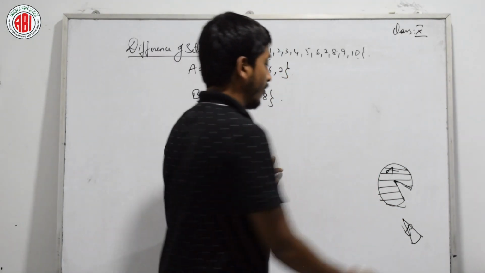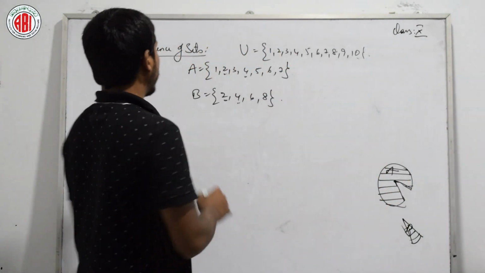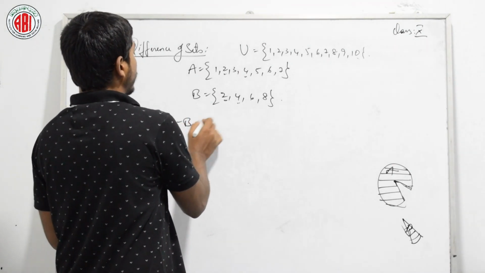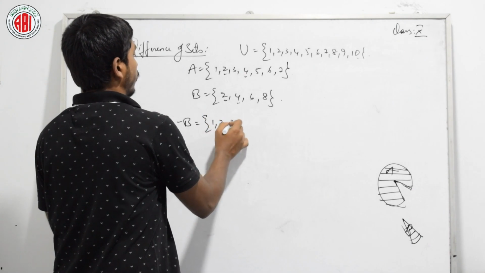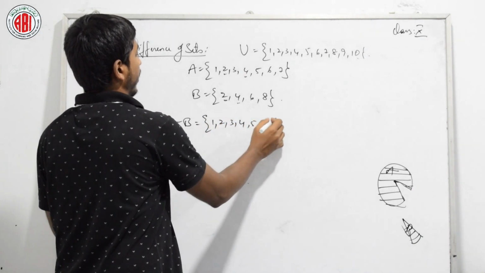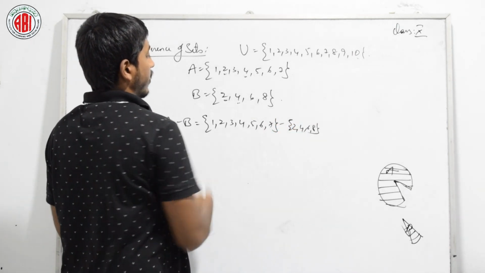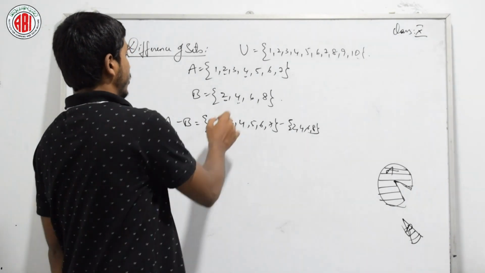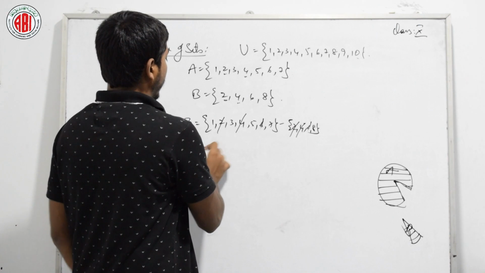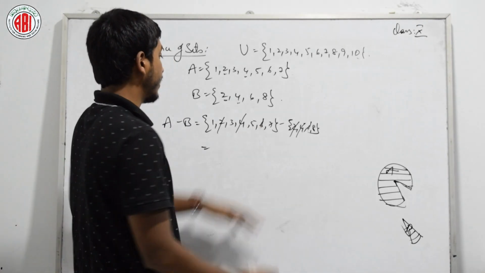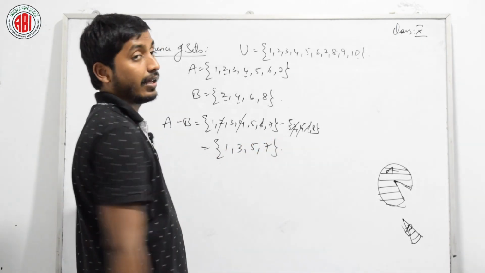That is the common part, whatever it is there. This part has to be removed, which is common in both the things. Here also, the difference of two sets is defined as A minus B. That is written in this way: 1 2 3 4 5 6 7 minus 2 4 6 8. What are the common elements here? That is 2, 4, 6. What are the elements which are left in the first set after cancelling? We get them as 1 3 5 7, isn't it?